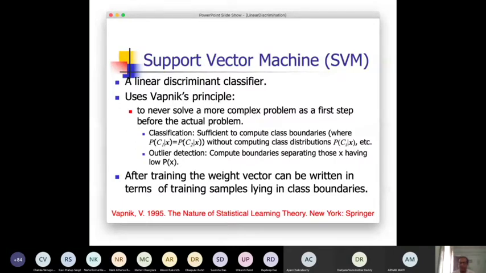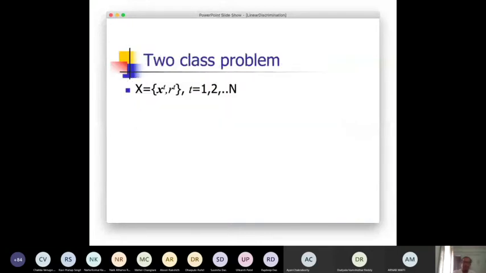Now, interesting to note that the weight vector for this kind of linear function can itself be considered as the resultant of the training samples which are lying in the class boundaries. So that itself is defining the class boundary and the linear function. That is a very interesting observation, a very exciting observation, I should say. And these vectors, that's why they are called support vectors.